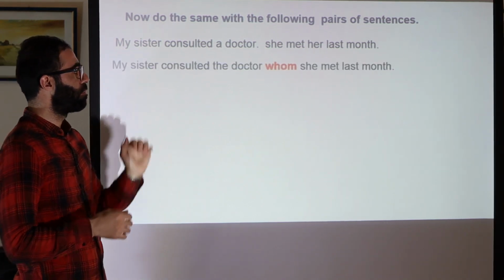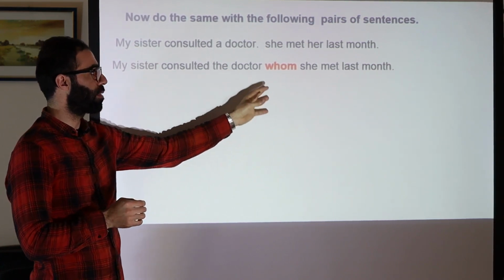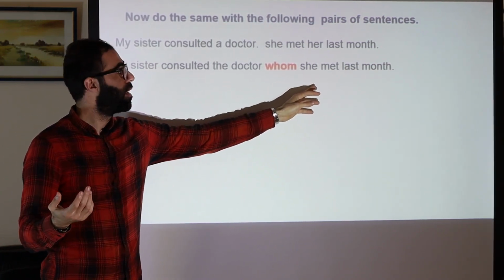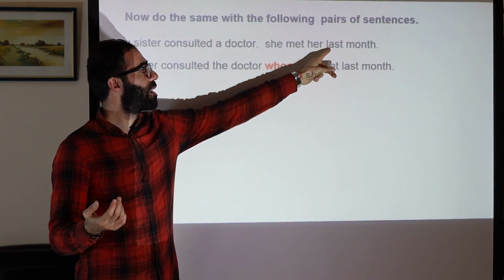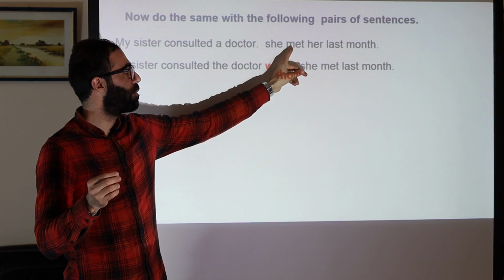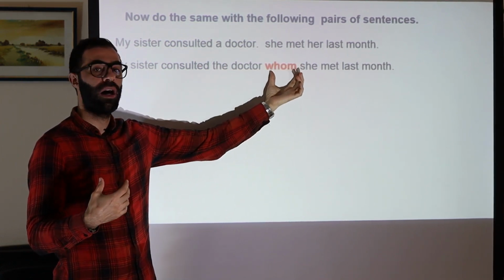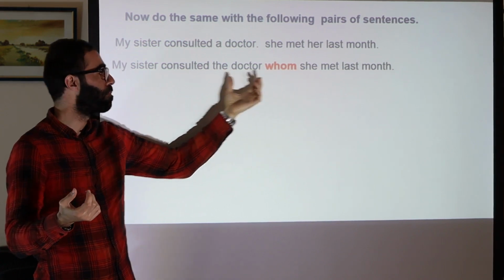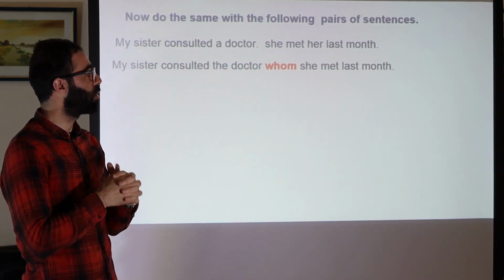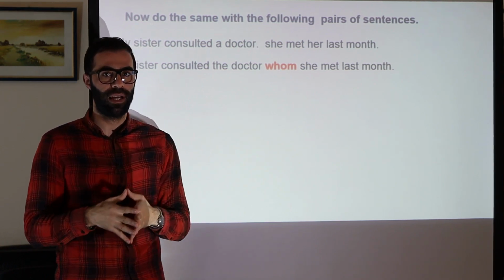My sister consulted the doctor whom she met. Now, if you notice here, the second object, her, we dropped the second object. It was in the previous sentence, her. So we dropped it and we use instead the relative pronoun whom. My sister consulted the doctor whom she met last month.